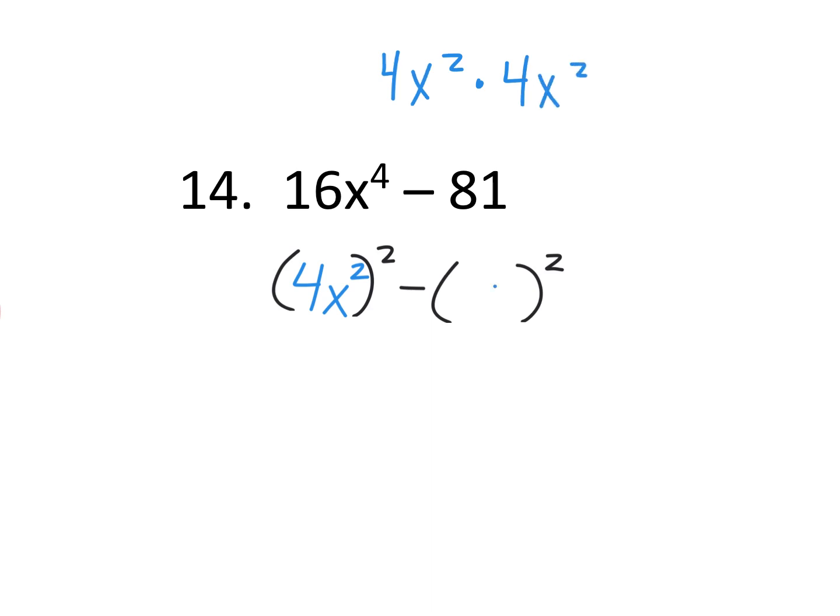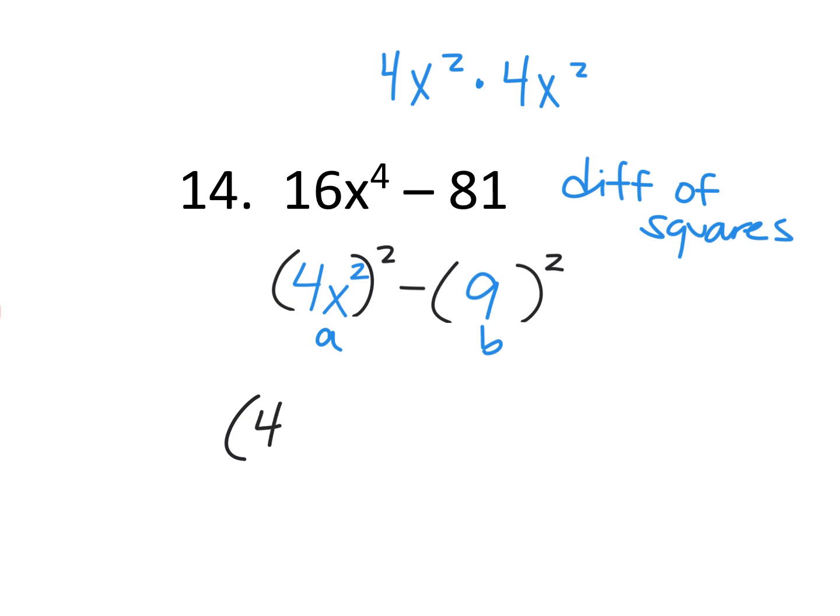And then our second term is 9 squared. This is your A and your B. This is an example of difference of squares. So now to do this, it's just 4x plus 9, 4x minus 9. Oh, shoot, squared, right? I almost lost it. 4x squared plus 9, 4x squared minus 9.